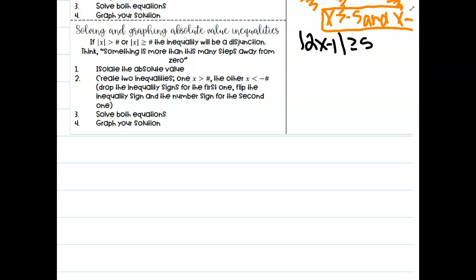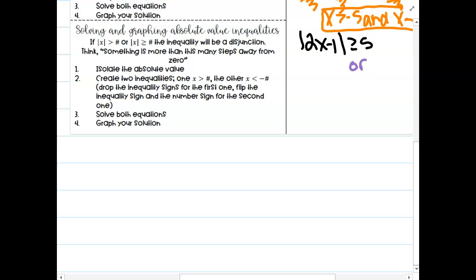Now, the one thing that the shortcut does not do for you is tell you whether it's an and or an or. So you're going to have to understand that if something has an absolute value greater than or equal to 5, you have to take more than 5 steps away from 0. So these are going to be the numbers on the outsides. So we should be thinking right now, okay, this is going to be an or.